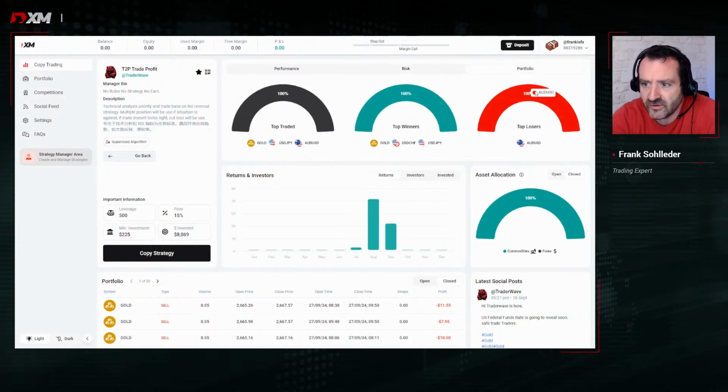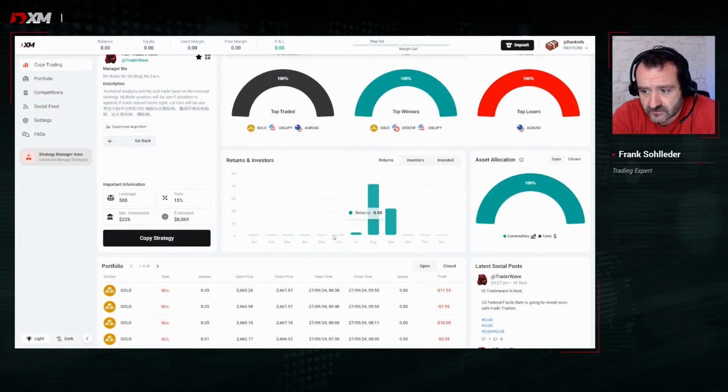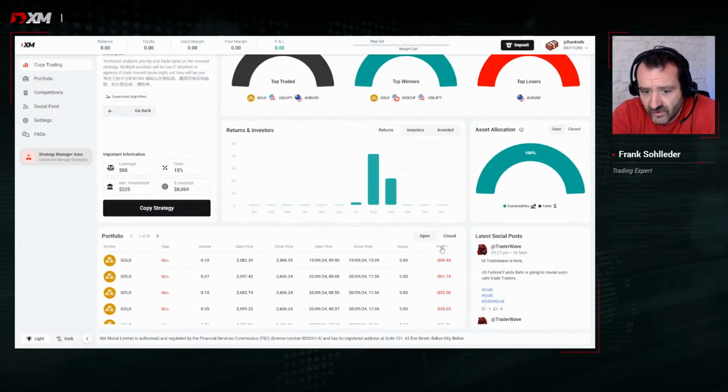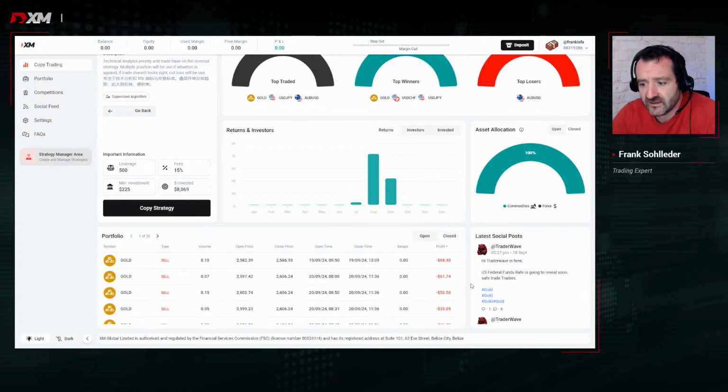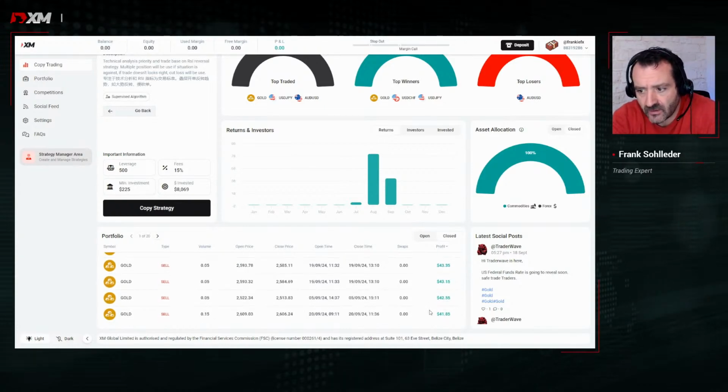Portfolio, this we see already. He traded in the past as well, US dollar, Aussie dollar, and the top winners he did. Top losers he had on the Aussie dollar. The biggest loss that we see was $68. This is not too little. And the biggest profit that we got is $78. In total, we see here 20 trades.